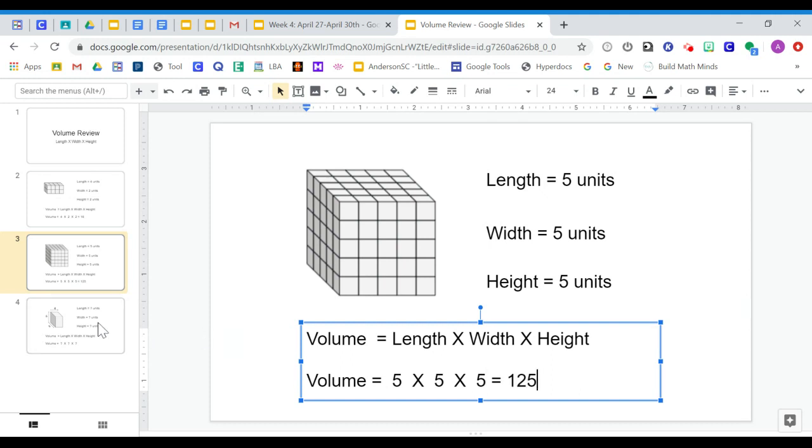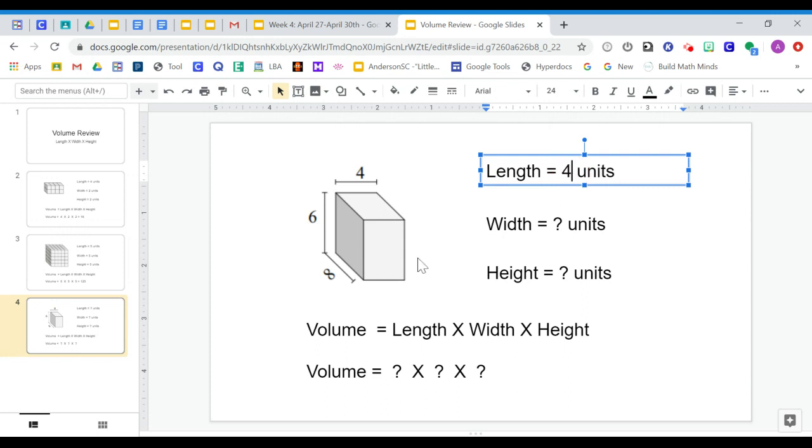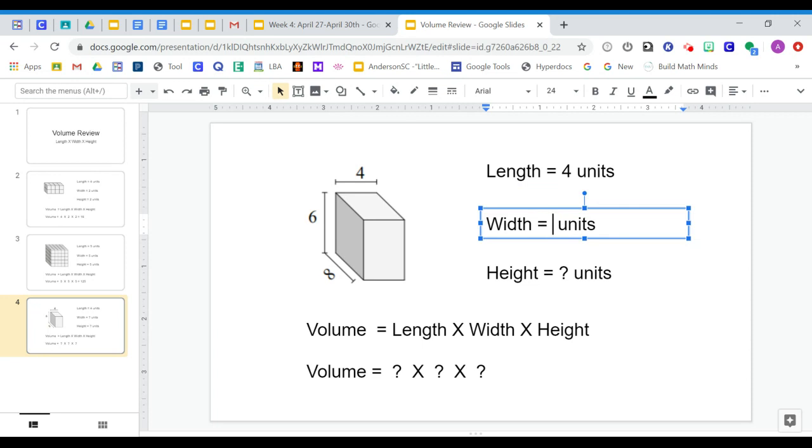You may also see a rectangular prism without blocks. You may see a rectangular prism where they give you the length, width, and height already. Let's look at the length, width, and height of this rectangular prism. Our length across the front is 4. Our width going back is 8. And our height, how tall it is, 6.